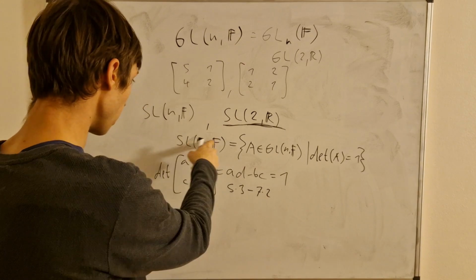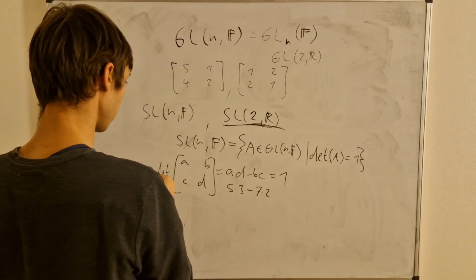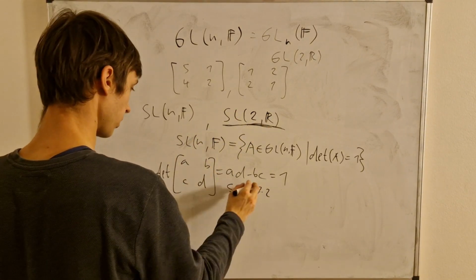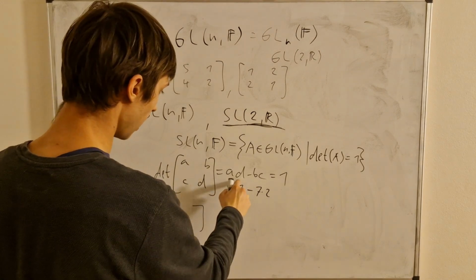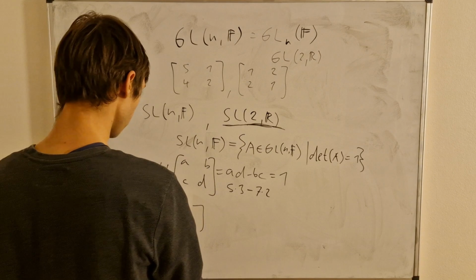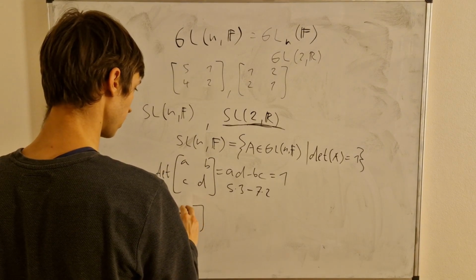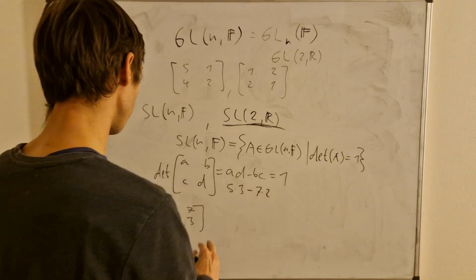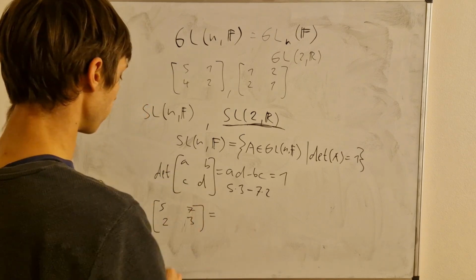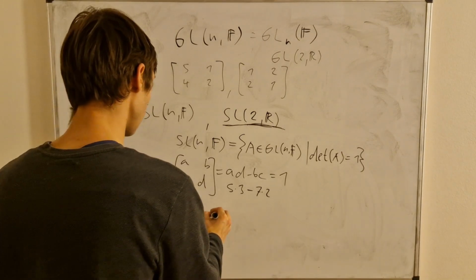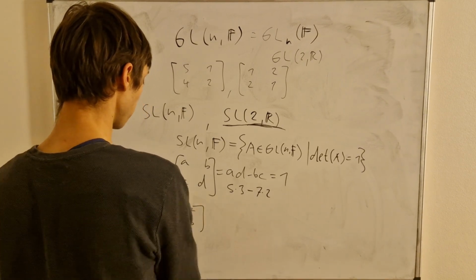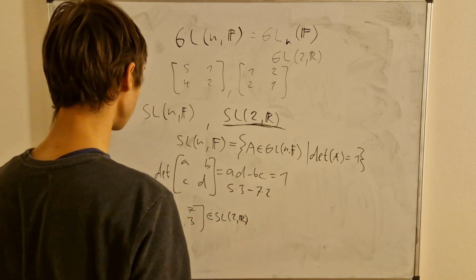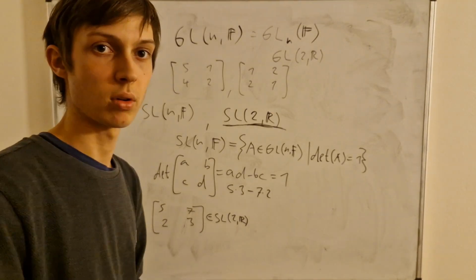So an example that will belong here, so what will belong here? Well, for example, this matrix. So I said that A is 5, D is 3, and so on. I put it here, so 5, 3, and then 7, 2. Well, to check it, 5 times 3 minus 7 times 2, 15 minus 14, it's 1 as a determinant. So yes, and this belongs to the special linear group. So special linear group, 2 over reals, let's say. And that's an example.